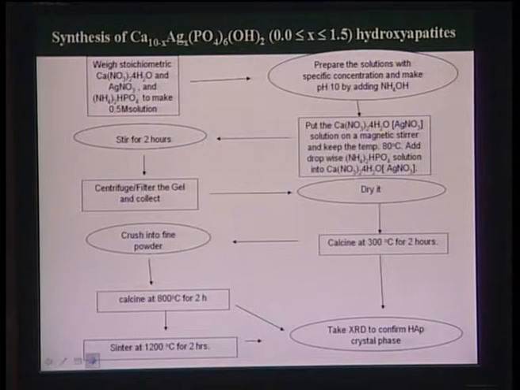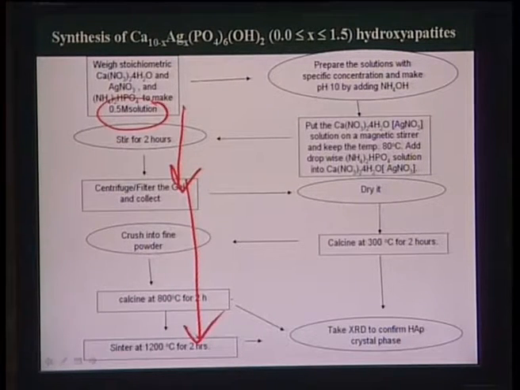Now we have done this chemical silver doped hydroxyapatite. We have also carried out the synthesis of silver doped hydroxyapatite using the chemical synthesis route. We started with the precursor powders, that is calcium nitrate tetrahydrate, silver nitrate, and (NH4)2HPO4, to make a 0.5 molar solution. Then we adopted the typical chemical synthesis route, and subsequently we sinter them at 1200 degrees Celsius for 2 hours.